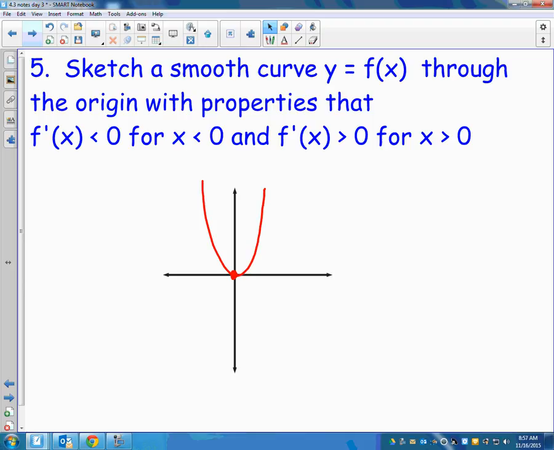What does it mean that the first derivative is less than 0 when x is less than 0? What does it mean when the derivative is less than 0? What does it tell me about my graph? Slope is negative, aka it's decreasing when x is less than 0. So your graph has to be decreasing on this side. And the derivative is greater than 0 when x is greater than 0. So that means that it's increasing on this side.